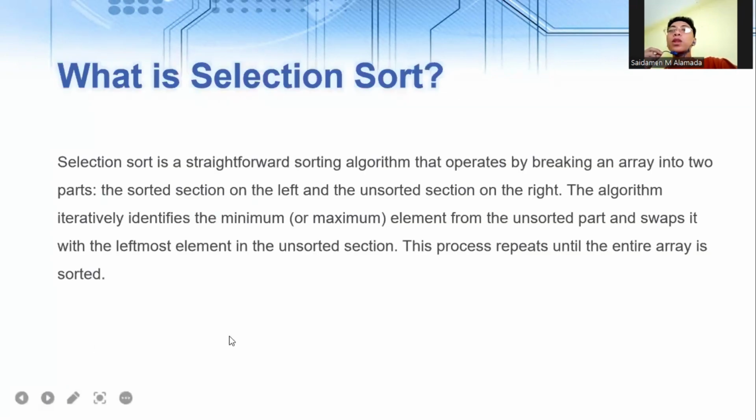You may ask, what is selection sort? Selection sort is a straightforward sorting algorithm that operates by breaking an array into two parts, the sorted section on the left and the unsorted section on the right. The algorithm iteratively identifies the minimum or the maximum element from the unsorted part and swaps it with the leftmost element in the unsorted section. This process repeats until the entire array is sorted.